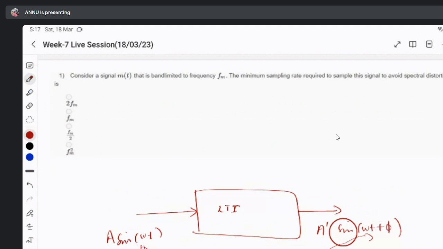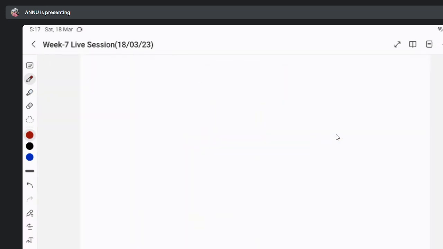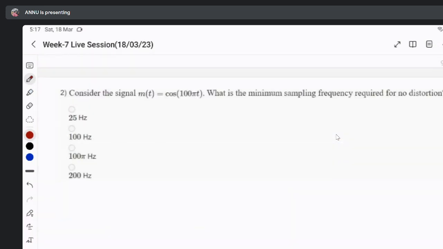Consider the signal m(t) that is band-limited to fm. The minimum sampling frequency to avoid spectral distortion, is it 2 fm? Yes, nice, 2 fm. We will solve these questions quickly, which are easy.